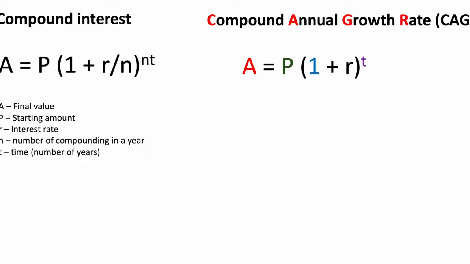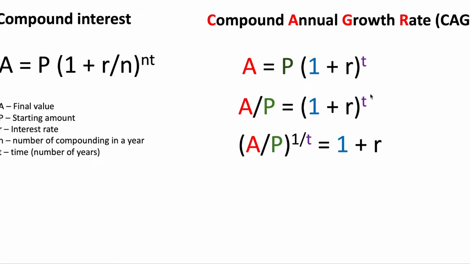So I take n equal to 1, and I just drop n in this formula. Other than that, this formula is exactly the same as it is here. If you take P, the starting amount, to the left hand side, it becomes like this. Again, if you take the T power to the left hand side, it will be 1 divided by T. It's very simple. Then in the next step, I take this 1 to the left hand side, so it will be minus 1. So this is the CAGR formula.